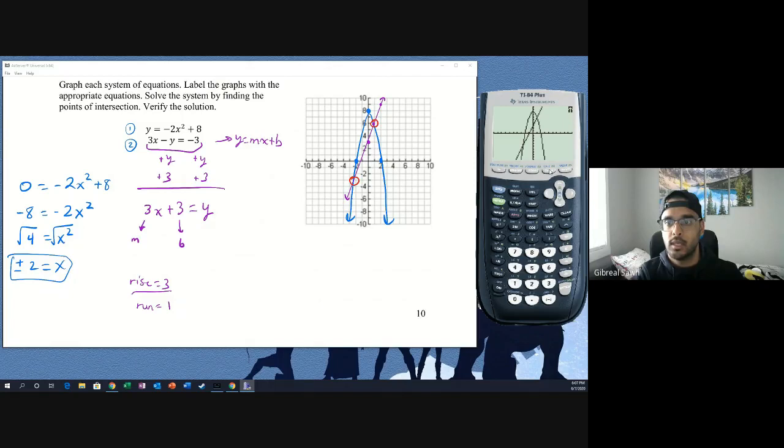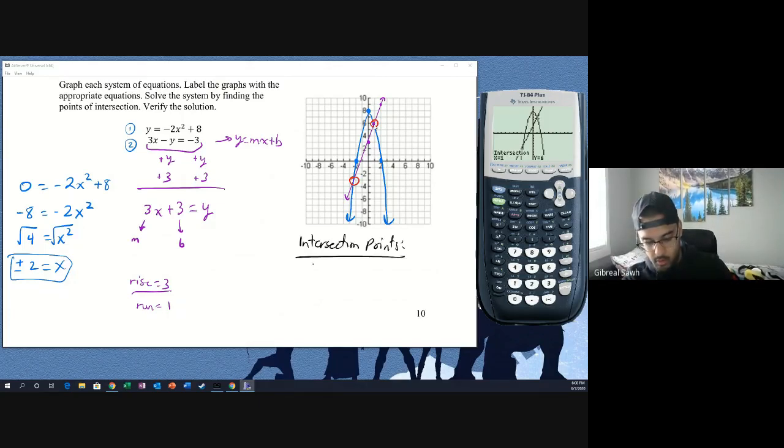So second trace, option 5 is calculate. Now we've got 2, so we've got to move our cursor close to one of them. And again, the same steps happen as before. So hit enter 3 times. Your calculator takes that information and finds one of them for you. So 1, 6, pretty much bang on to where we graphed it. So let's go label this. Intersection points. Okay, one of them is at 1, 6.